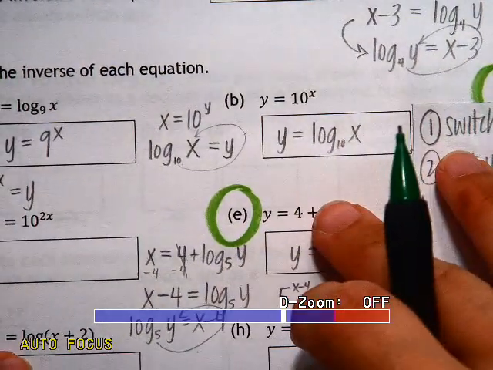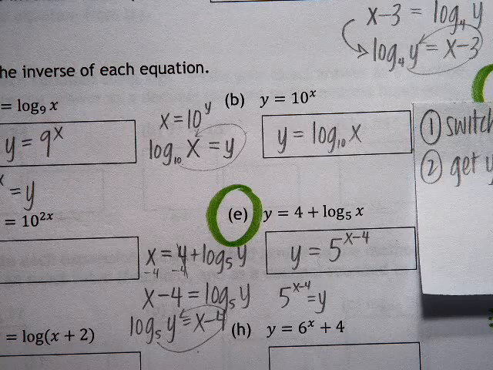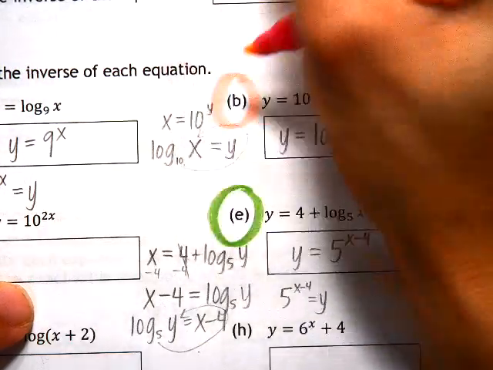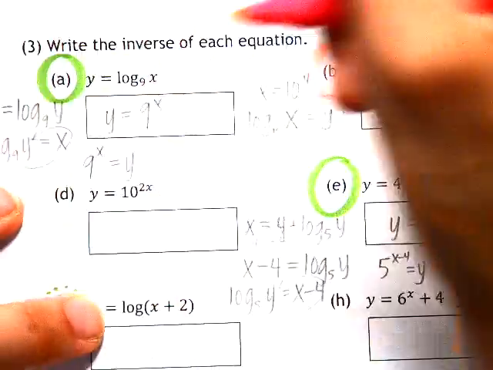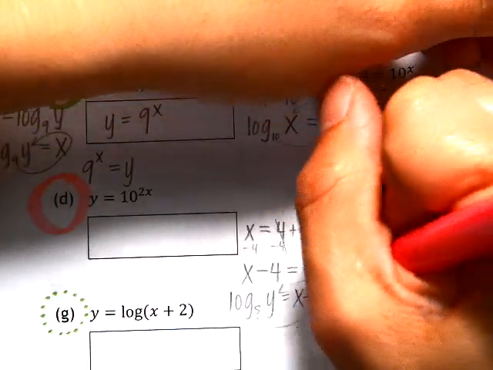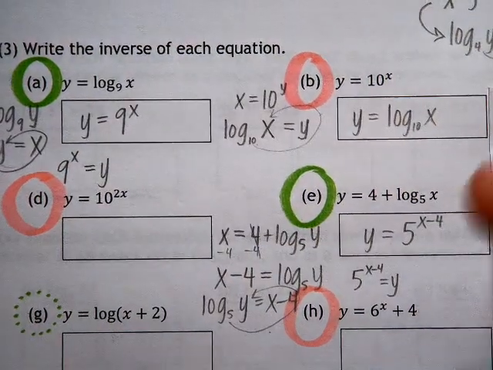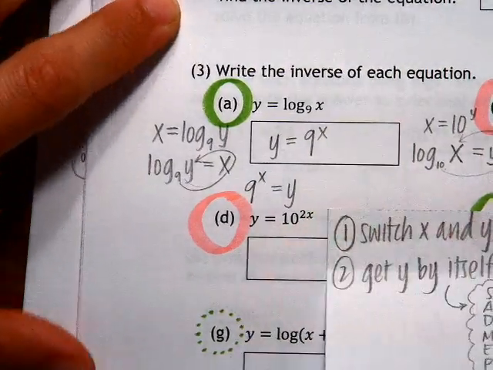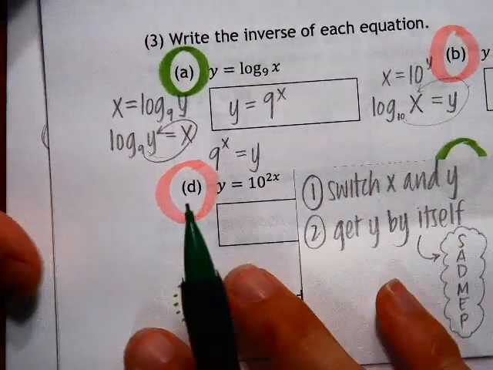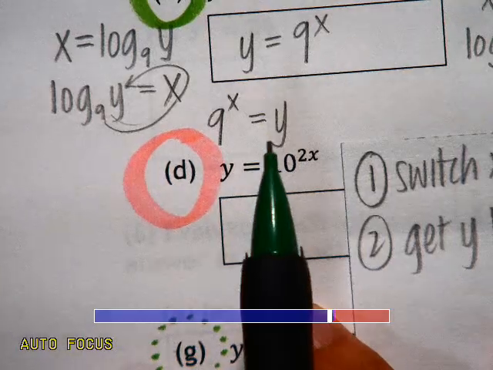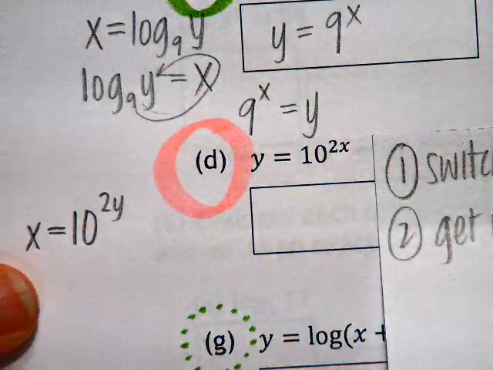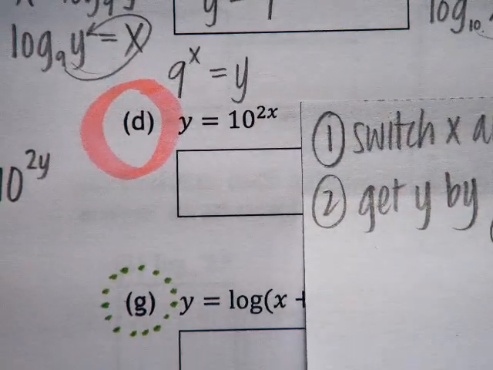Now, let's see if we can apply this to other examples that also look exponential. As a reminder, letter B was exponential to begin with, and so is letter D, so is letter F, and so is letter H. So those will be the examples that I'll try here. In question letter D, same thing. Let's do the exact same steps. Switch x and y, and then get y by itself. So first step, switch x and y. Instead of y equals, we have x equals 10 to the power of, instead of 2x, 2y. There's my first step.